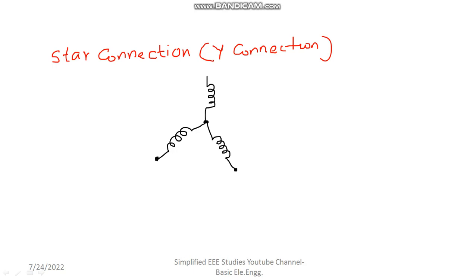What you are supposed to do is take either the starting or ending point. Let me take the ending point of each coil. So each coil's ending point is connected to a common point, that is called a neutral point or star point. This type of connection is generally called a star connection. These are the three coils, or you can call it a load also.